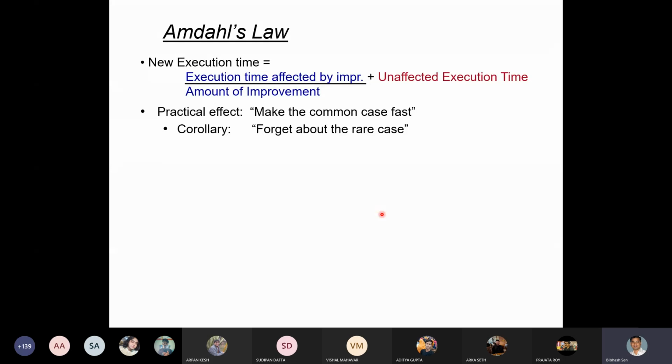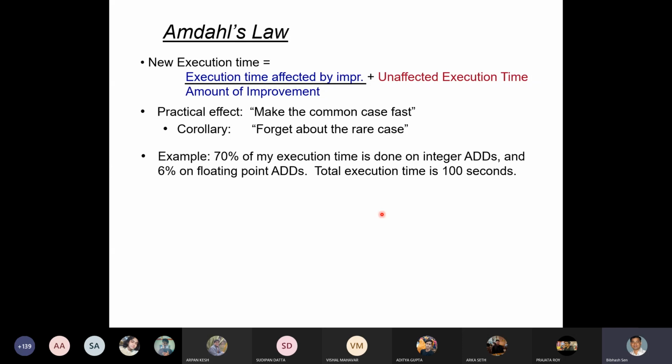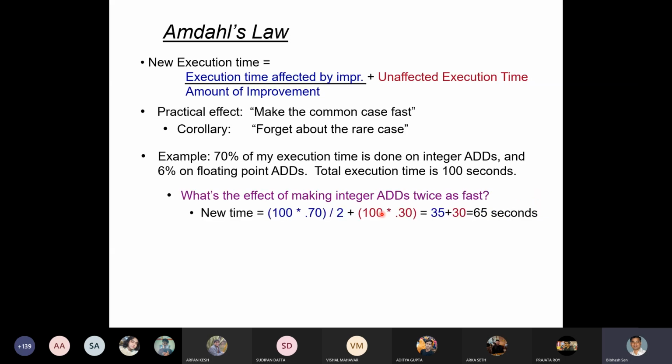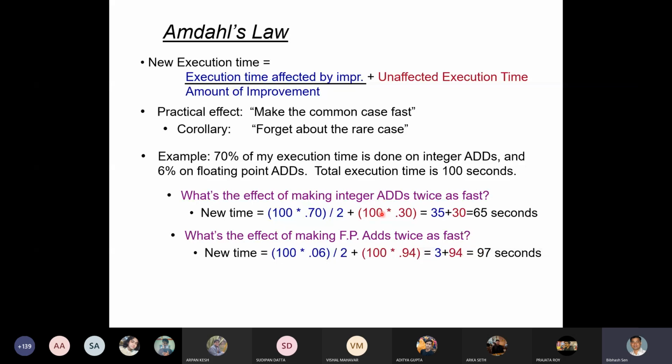So Amdahl's law says execution time is affected by two important parameters: the amount of improvement and the unaffected execution time. The practical effect is to make the common case faster, so forget about the rare case. Given 70% of my execution time is on integer addition and 6% on floating point addition, total execution time is 100. So now they have calculated the effective time, and what is the effective time of floating point addition?